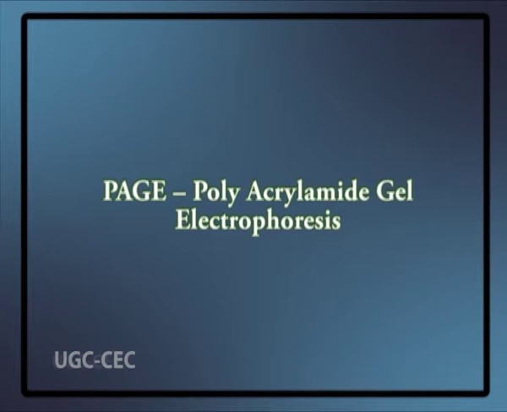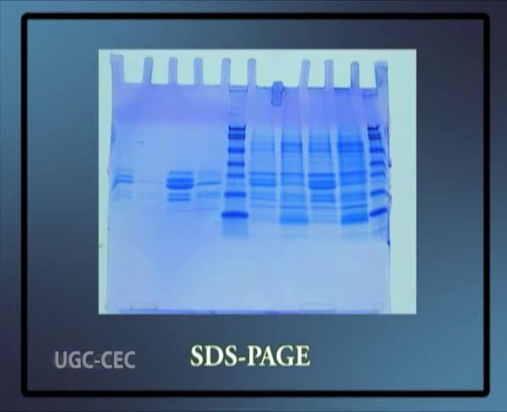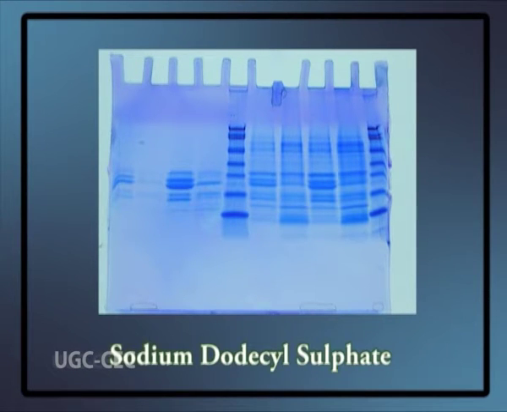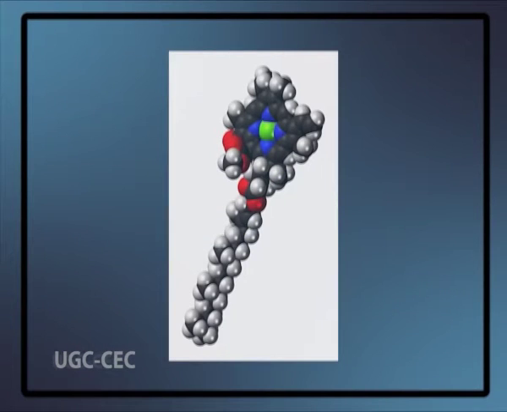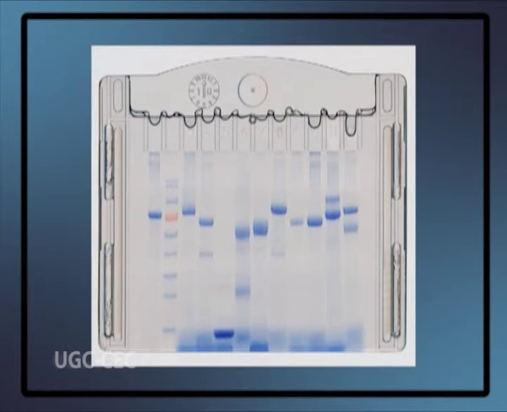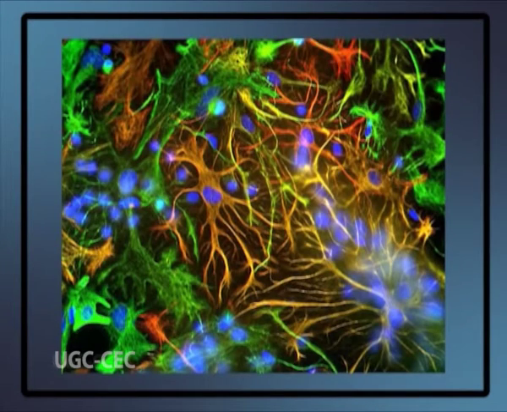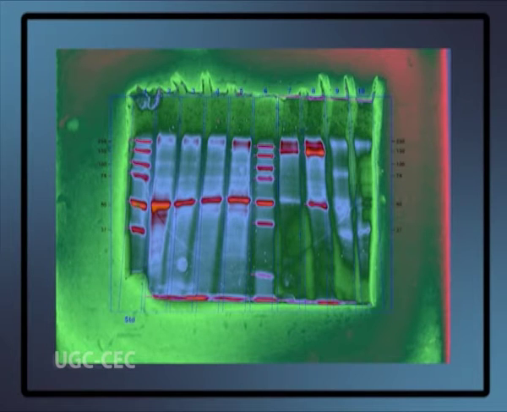PAGE can be of two types. One, SDS-PAGE, which is a modified version of PAGE whereby sodium dodecyl sulfate, SDS, is used. SDS is an amphipathic surfactant which denatures proteins by binding with its hydrocarbon tail. In SDS-PAGE, separation is based upon the molecular weight of proteins, and it is the most common method for determining the MW of proteins. It is also useful for checking purity of protein samples.